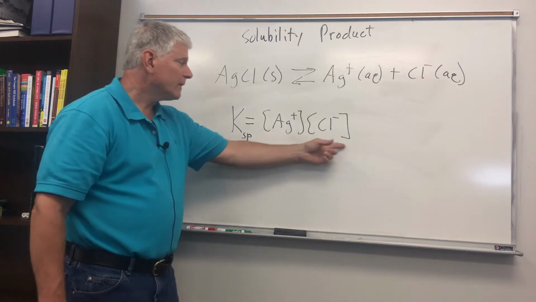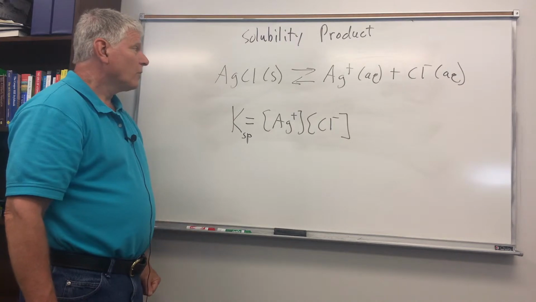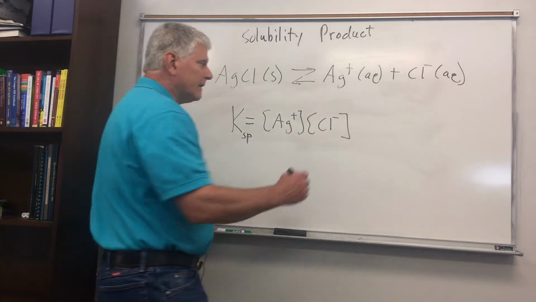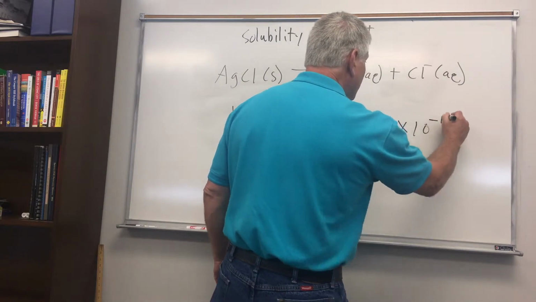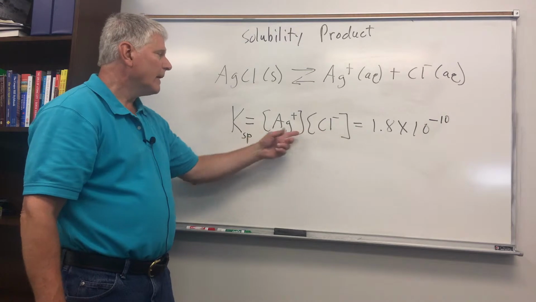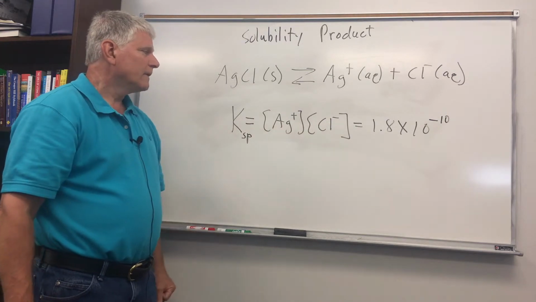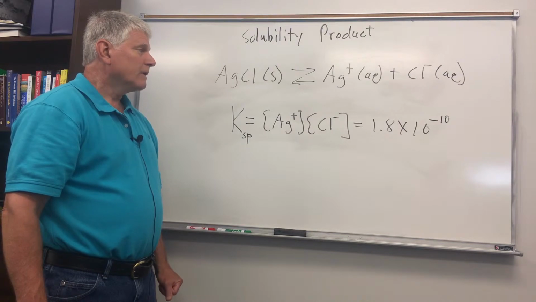So this is the equilibrium constant for the dissolution of silver chloride in water, and its value is very small, 1.8 times 10 to the minus 10th. So only a very small amount of silver plus and chloride minus is formed in water.